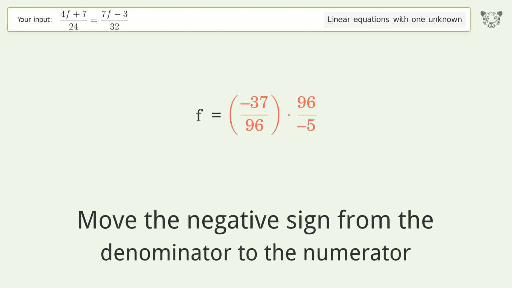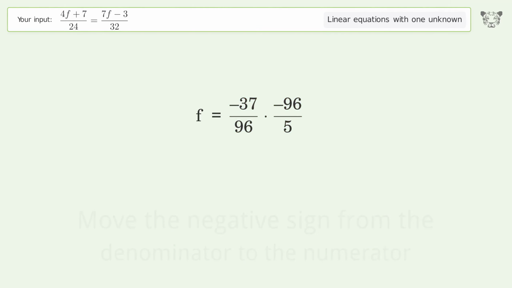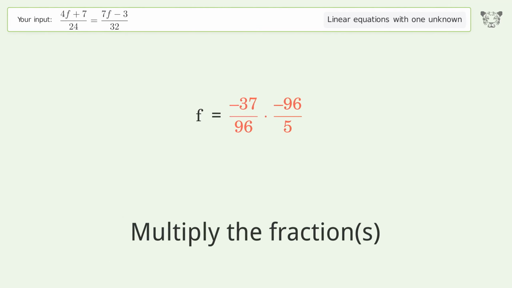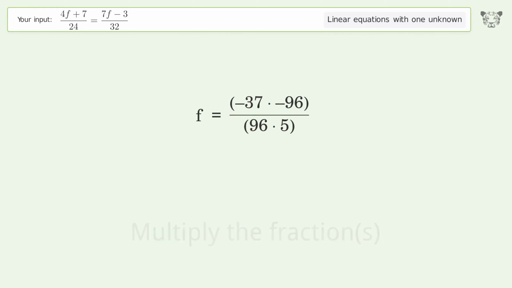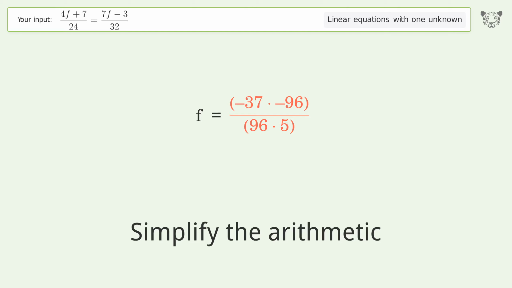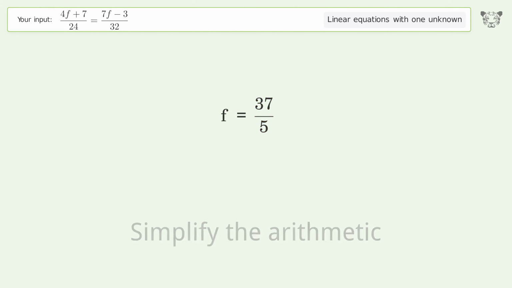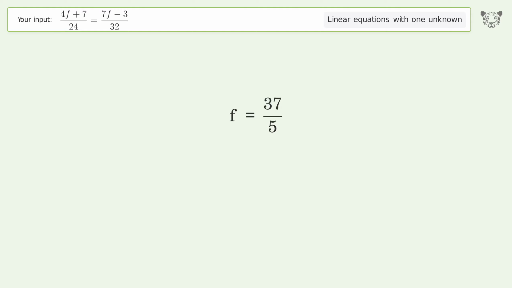Move the negative sign from the denominator to the numerator. Multiply the fractions. Simplify the arithmetic. And so the final result is f equals 37/5.